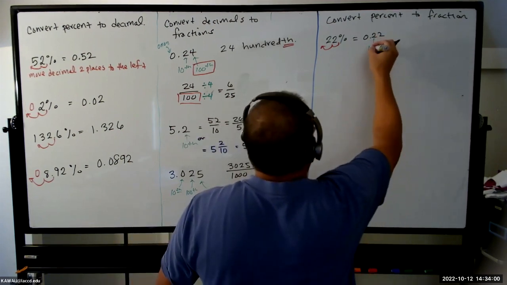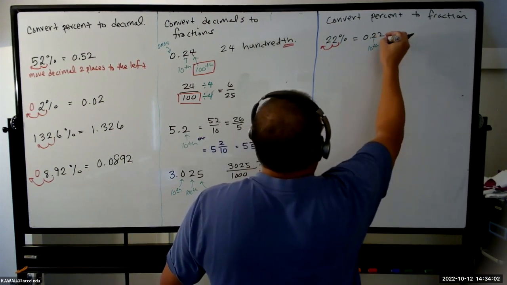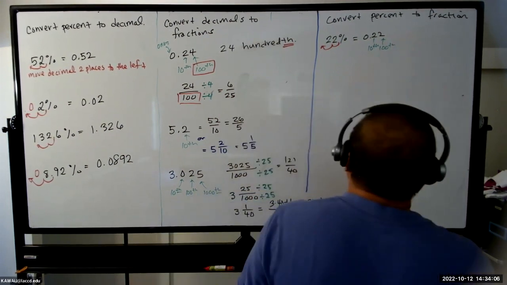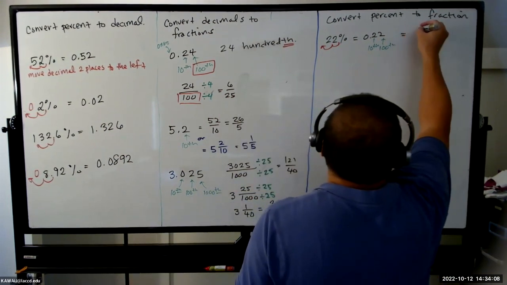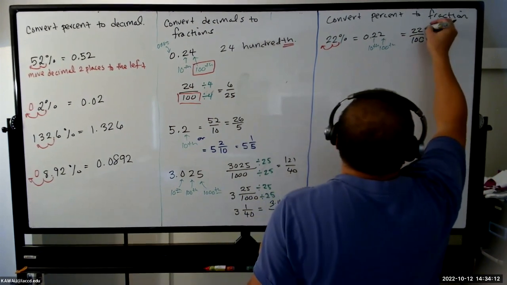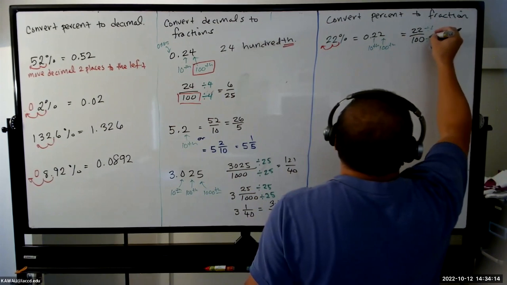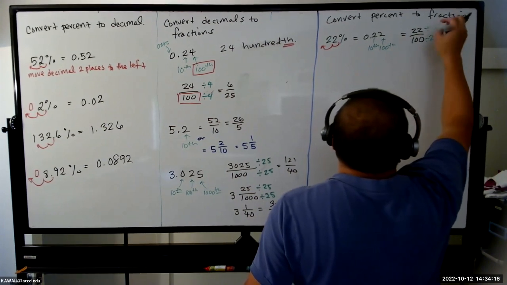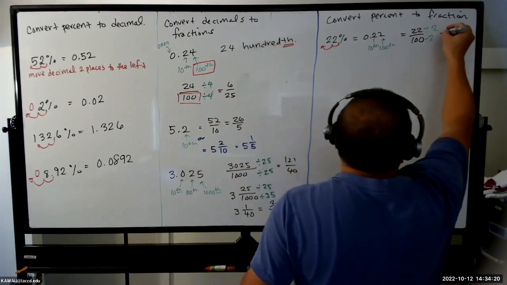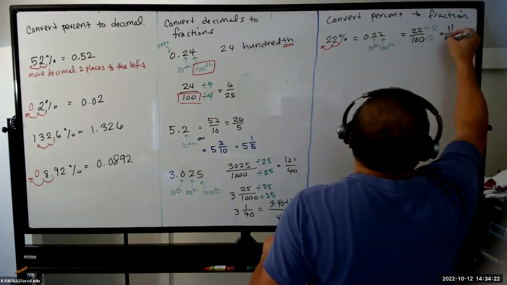I say this is the 10th. This is the hundredths. And then this turns into 22 over 100. And then I can simplify. I can divide by 2. I can divide by 2. And I get 11 over 50.